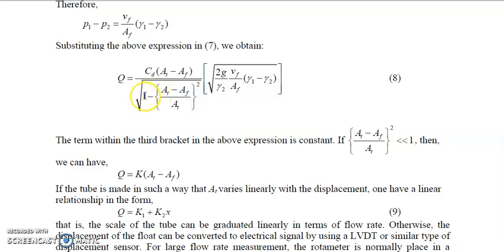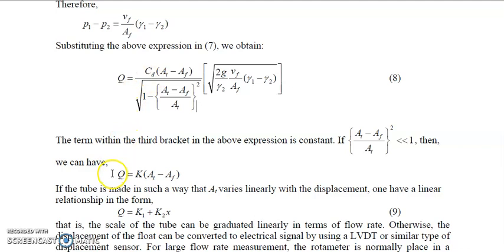That's why this complete value can be taken as 1. So what you will get in the main formula is CD times AT minus AF only in the upper side, and the denominator will become 1. And since these are constant at a particular flow of the liquid, AF will be constant, the tube area is constant where the float is residing, CD is constant.